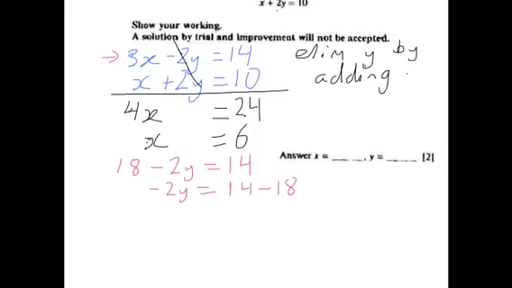Okay, so that means that we have minus 2y equals minus 4. So that means that y must equal minus 4 divided by minus 2. Negative divided by negative gives me a positive answer. So y is equal to 2. So our solution is then that x is equal to 6 and y is equal to 2. Okay.